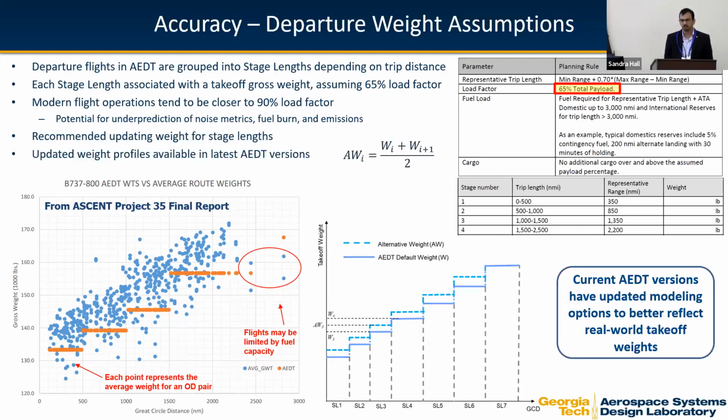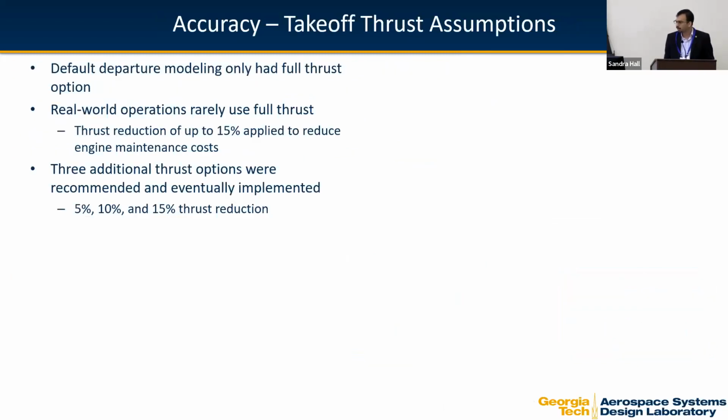So our recommendation to that, which has since been implemented in ADT, is to update all of the weights to be the average of the current and the next stage length. And this has now been implemented in ADT as an AW profile, or an alternate weight profile. And this will help reduce some of the underprediction that we might have seen for fuel burn and noise modeling and such.